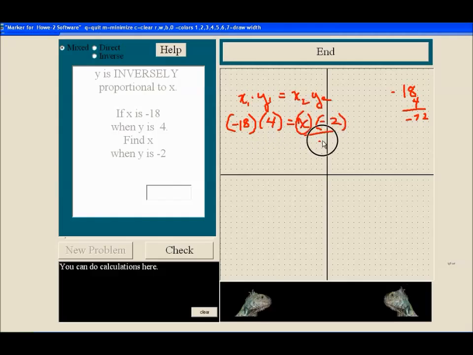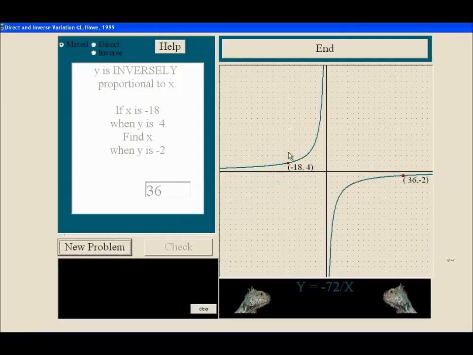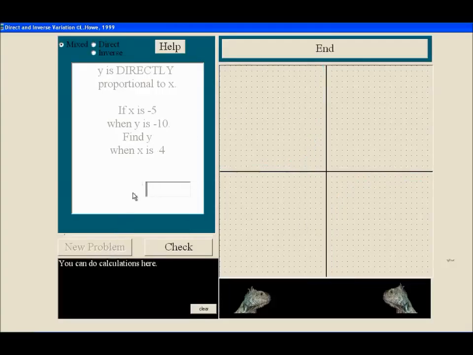All right, so we want to find what our x is anyway. So we're going to have to divide both sides by negative 2. Negative 2, kill, kill. And this will divide out, 9 times 4. It looks like it's 36. We minimize this. 36. Check, we win. Another parabola, but this one is going the other direction. We got a direct variation one.